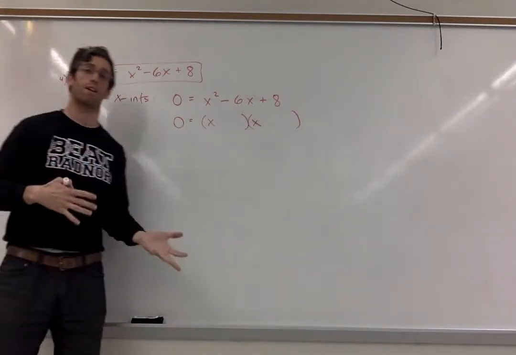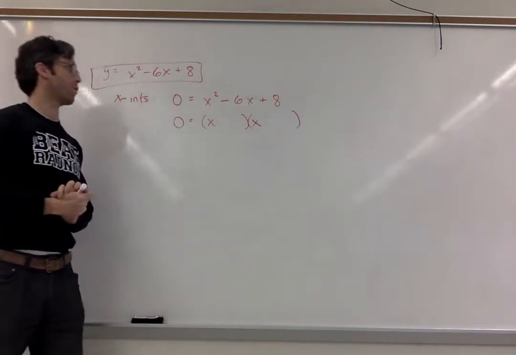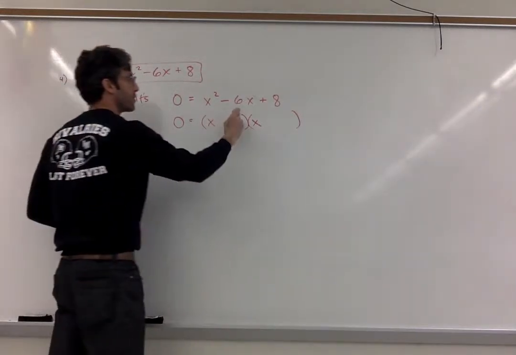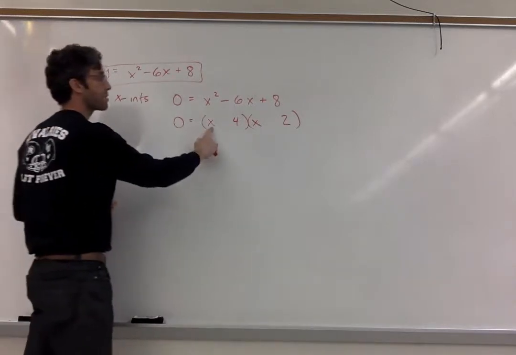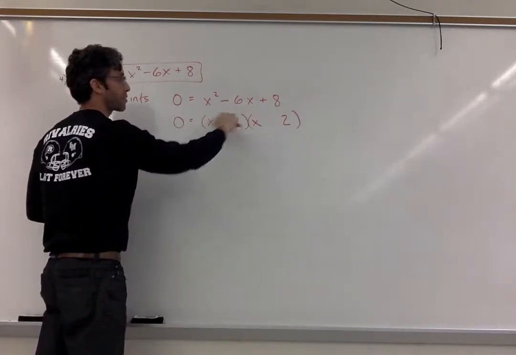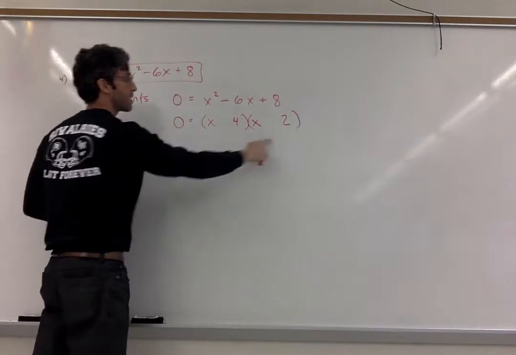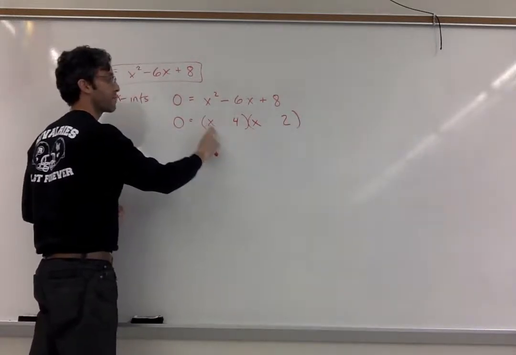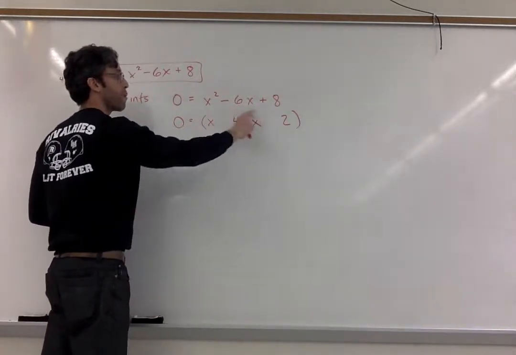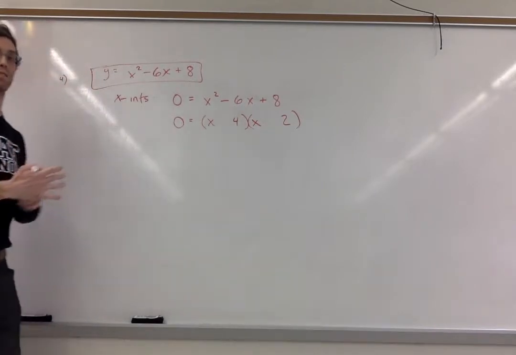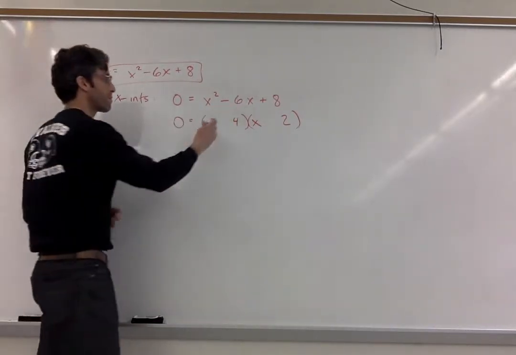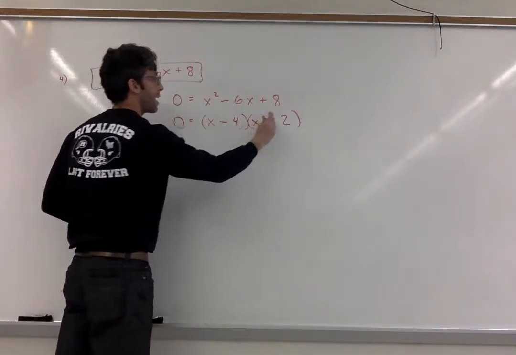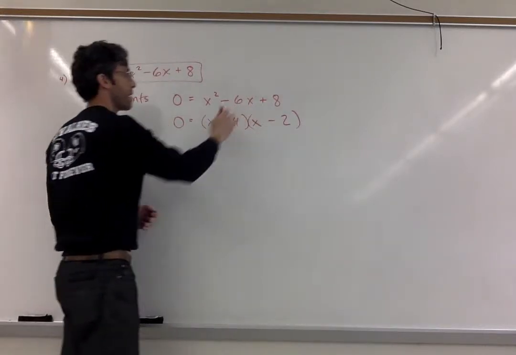It could be 8 and 1. It could be 4 and 2. We don't quite know yet. It ends up being 4 and 2, because when you're FOILing, the first terms give x squared and the last terms give 8. From the outsides we have 2x, and the insides we have 4x, and those can make negative 6x if both are negative: negative 4x and negative 2x make negative 6x.